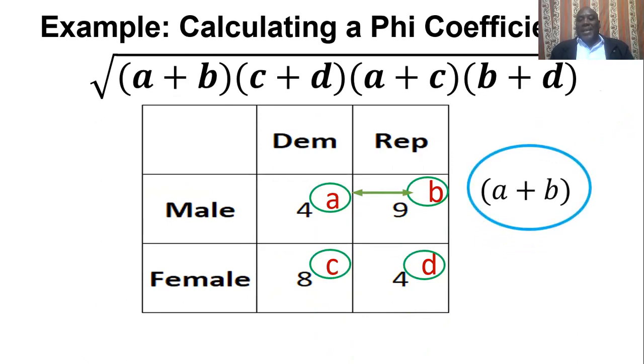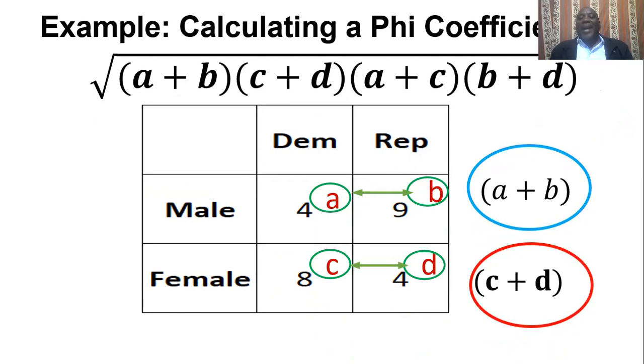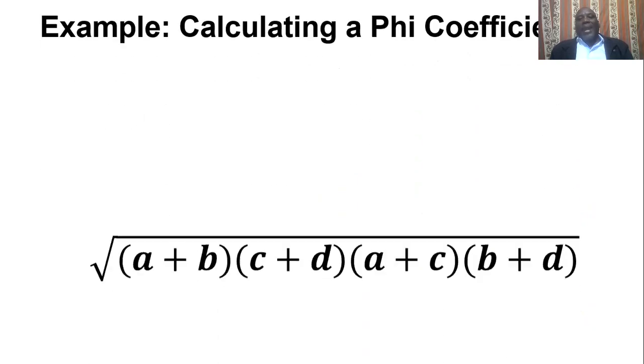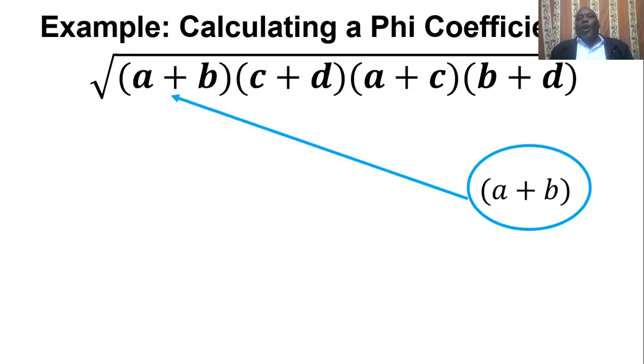B. We have C plus D. Then we have B plus D. Then we have A plus C. We have all of them, and you have seen how we have been able to get all these letters from our grid. Then we're able now to put all the values here in our formula.